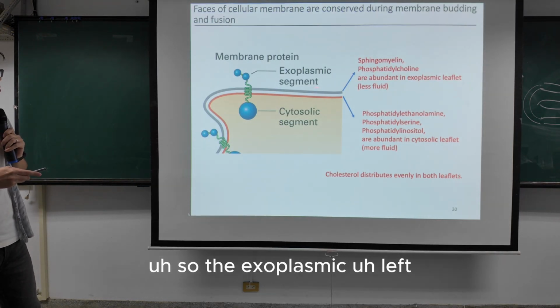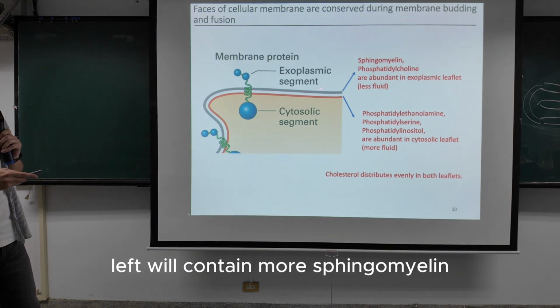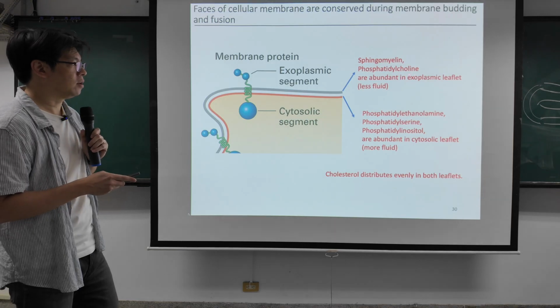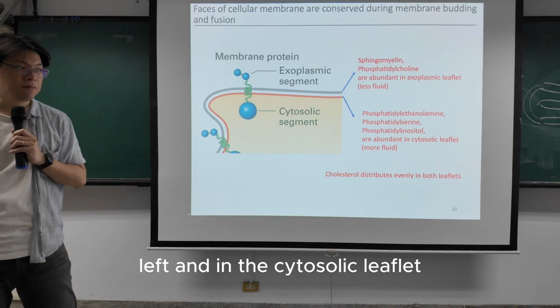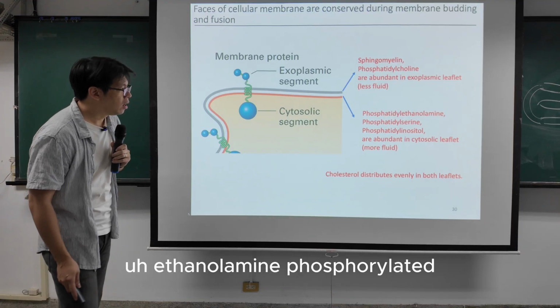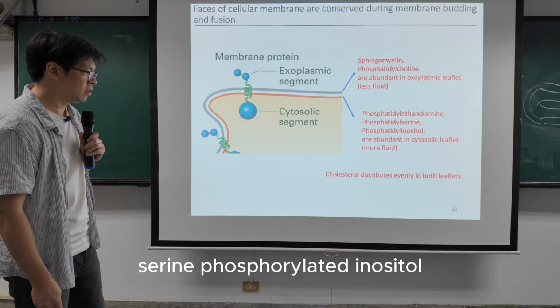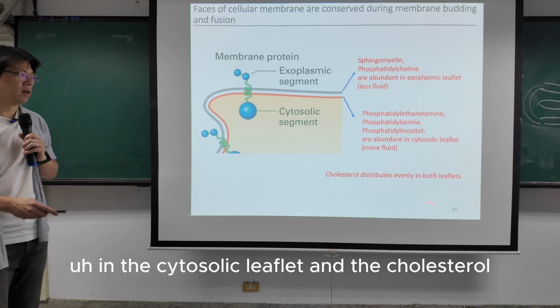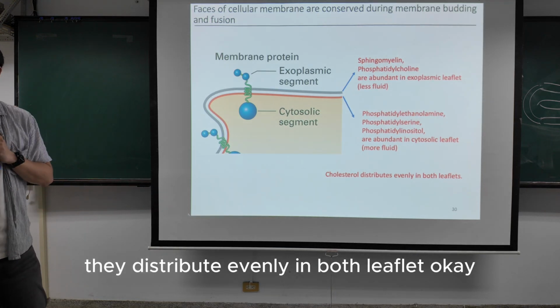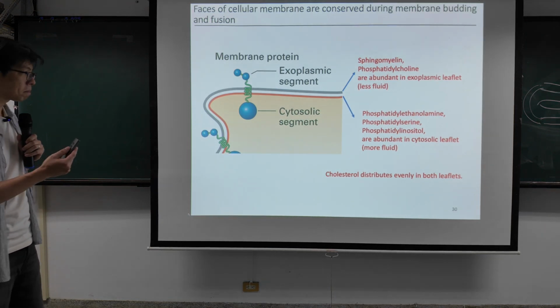So the exoplasmic leaflet will contain more sphingomyelin and phosphatidylcholine. And the cytosolic leaflet will have more phosphatidylethanolamine and phosphatidylserine. And the cholesterol is distributed evenly in both leaflets.